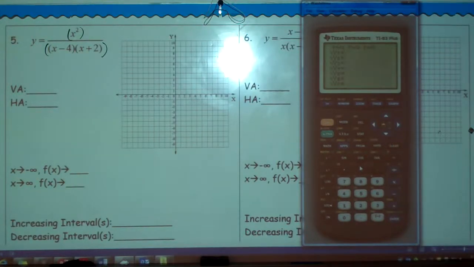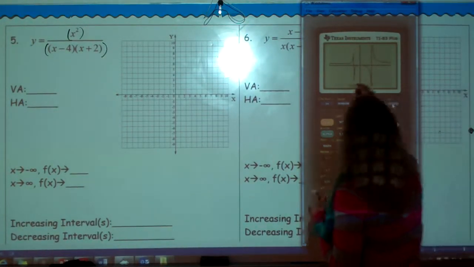Y equals parentheses x squared. Oop. For some reason the parentheses didn't work. X squared divided by 2 sets of parentheses, because one is x minus 4 and the other one is x plus 2, and then close them off because that's the entire denominator. So here is our curve, and actually the curves look like this.